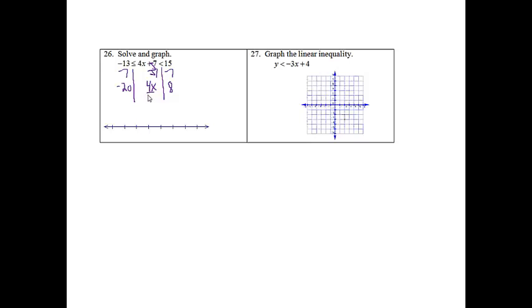Now to get rid of that 4, we're going to divide all three parts by the 4. -20 divided by 4 is -5. x in the middle, 8 divided by 4 is 2. And then you just carry down the signs that were in the problem. So that's what my answer would look like.